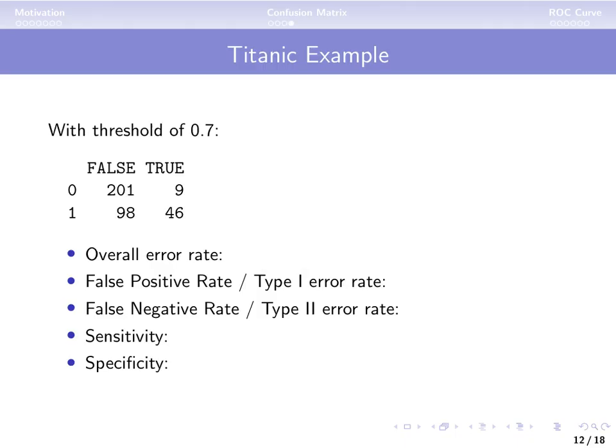So over here we have another table. This is the same data set, but now I changed the threshold from 0.5 to 0.7. So I'm going to pause here a little bit to give you some time to work these out. I'm not going to explain it, so I'm going to pause here now, and then I'll just give you the answer.